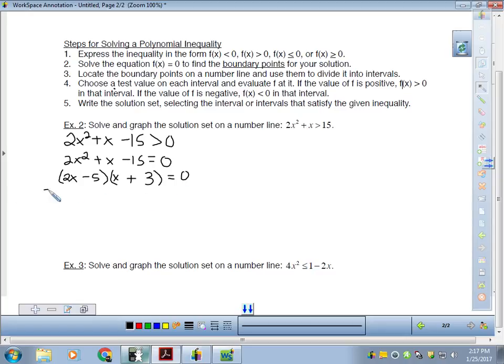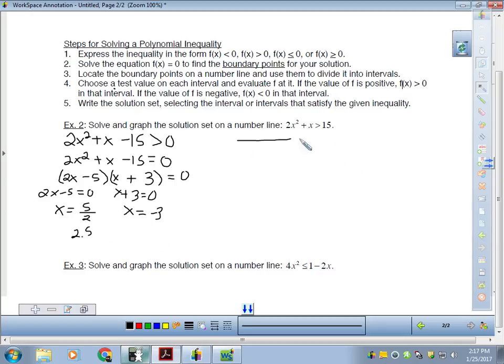Now that we have it factored, we can set the factors equal to 0. And we can solve each of those. This one, when we solve it, we'll end up with x equals 5 over 2, which is the same thing as 2.5. This one, when we solve it, we'll get x equals negative 3. So these right here are our boundary points.